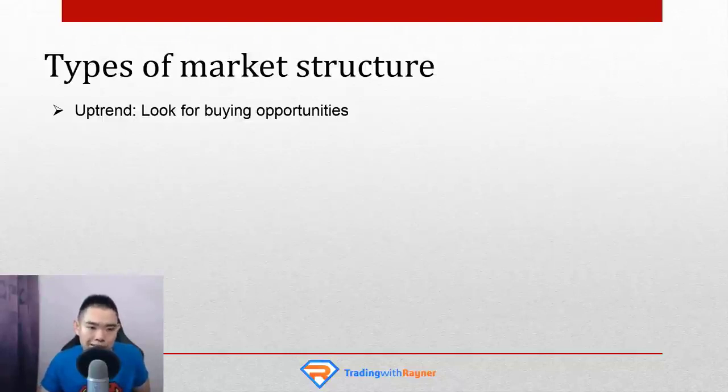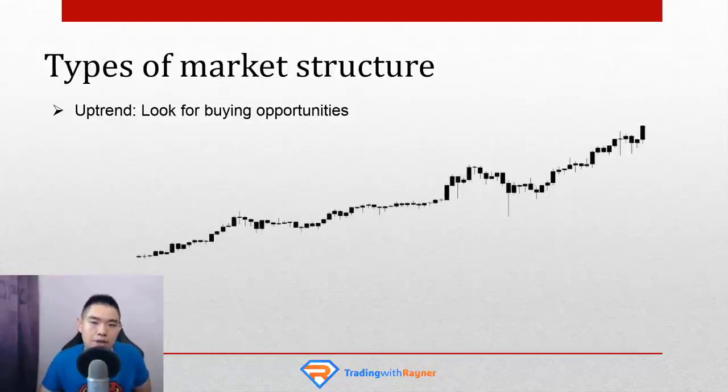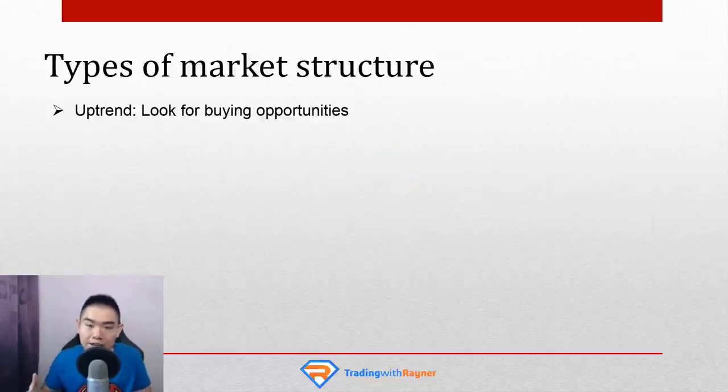So if you see a chart that looks like this, tell yourself, promise me, you will only look for buying opportunities, right? You don't want to look for selling opportunities. Not that it can't be done. There are traders who specialize in counter trend trading, but for you, the beginner, it's much easier to be trading along the path of least resistance, trading in the direction of the trend, than against it. Okay, so uptrend, look for buying opportunities.